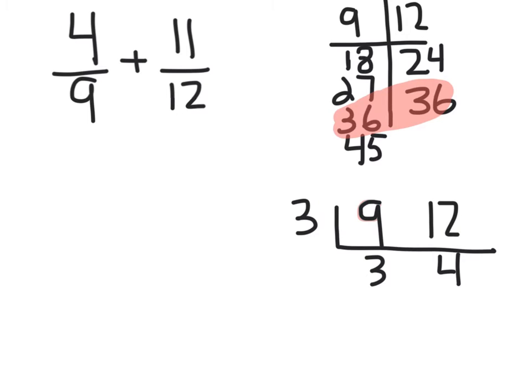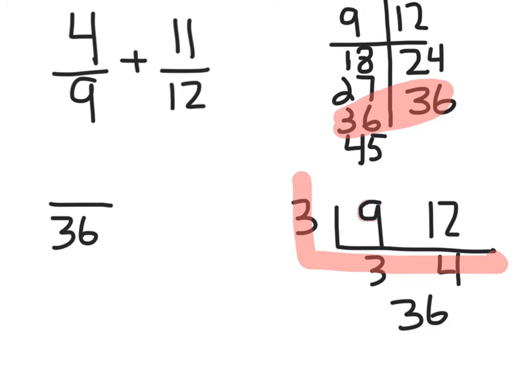I'm looking to find the least common multiple, so I'm going to make my L and multiply those three numbers. 3 times 3 is 9. 9 times 4 will give us our 36. My next step is to find equivalent fractions for 4/9 with a denominator of 36 and also for 11/12 with a new denominator of 36. I'm going to look at my denominator, 9 times what gave us 36? 9 times 4 gave us 36. So I multiplied that by 4.